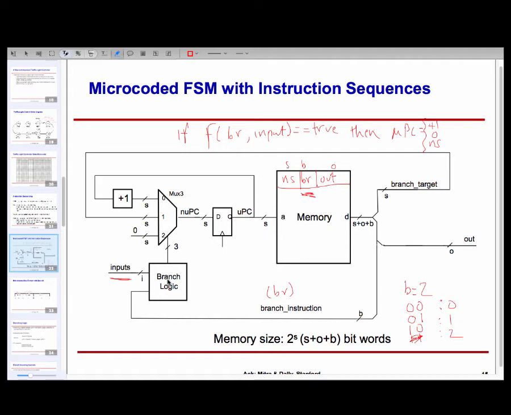So for example, I could do something like the following. Let's say I had only one input, car east west. I want to say if car east west is high, go to the next state. Otherwise, stay put. Did you get it? So car east west is high, I want to go to the state plus 1. Otherwise, I want to stay where I am. Using this machinery, do you think you can make that happen?